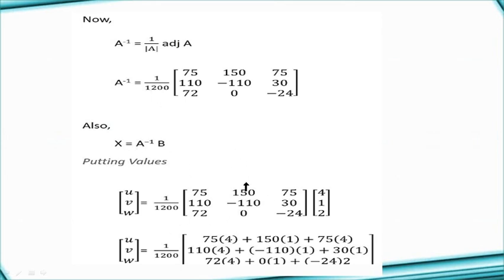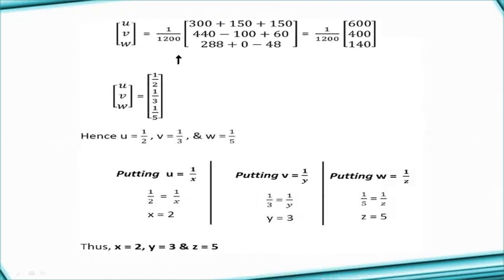A inverse is this 1 upon 1200. 1200 you keep it as it is outside. First of all multiply these two matrices and then we can take this 1200 inside and we are getting 1 by 2, 1 by 3 and 1 by 5. But these are the values of u, v and w. This is not matrix x which we wanted in the question.